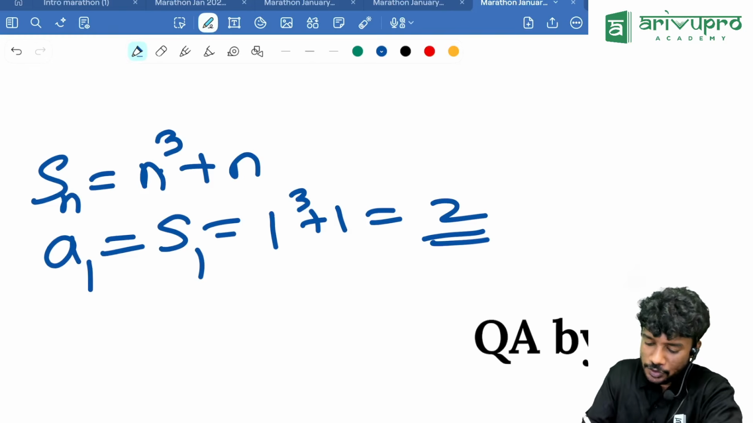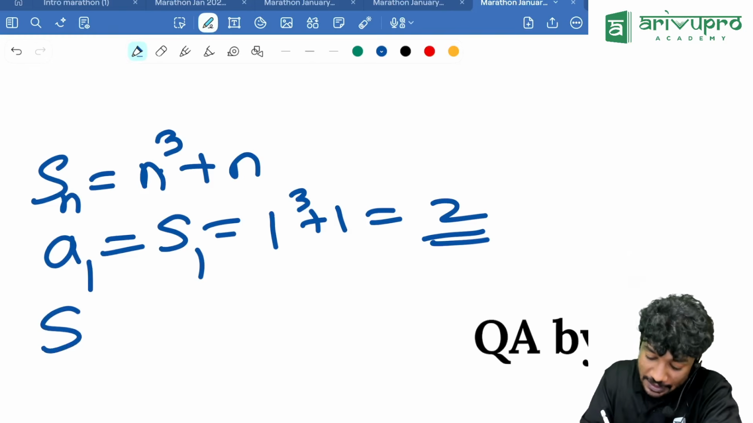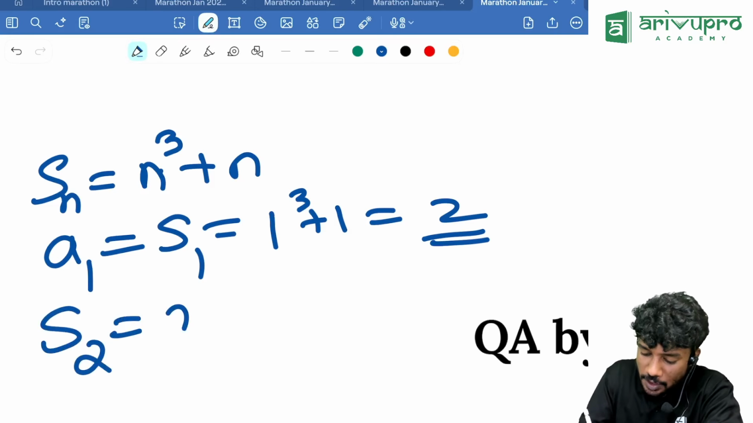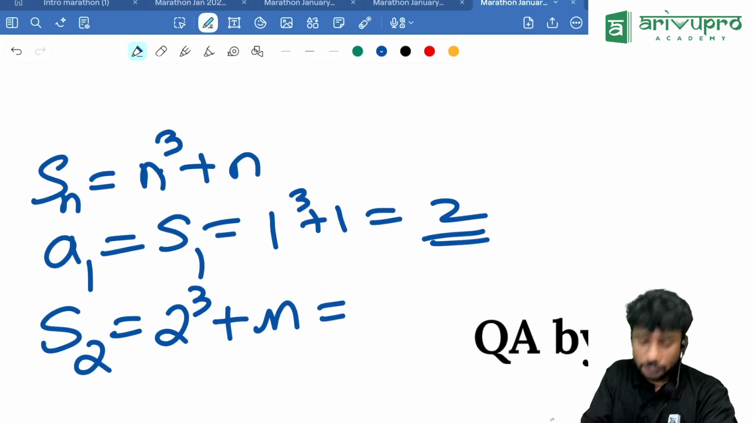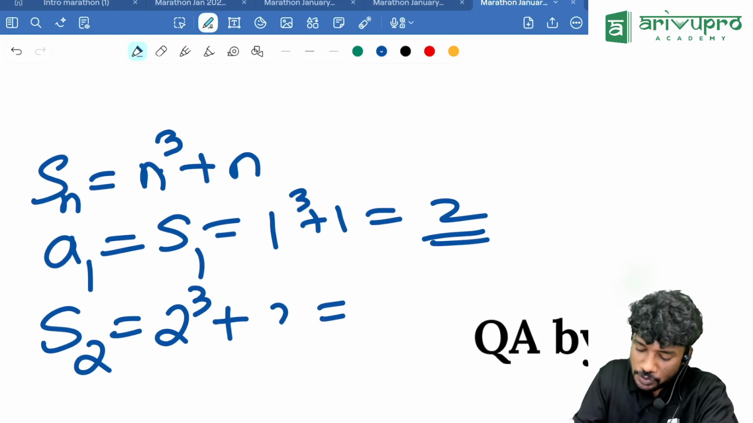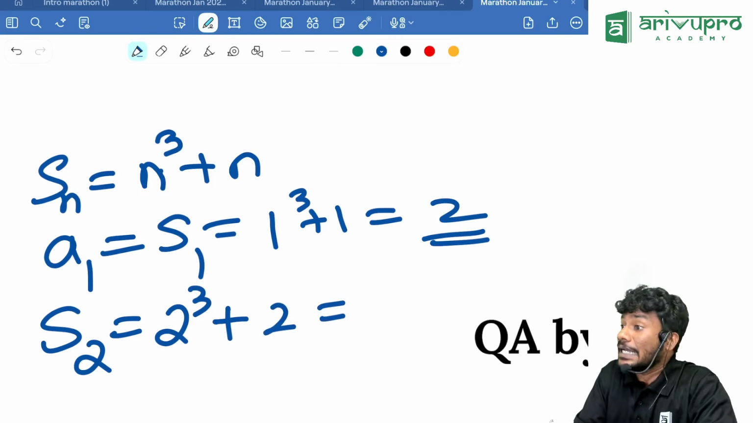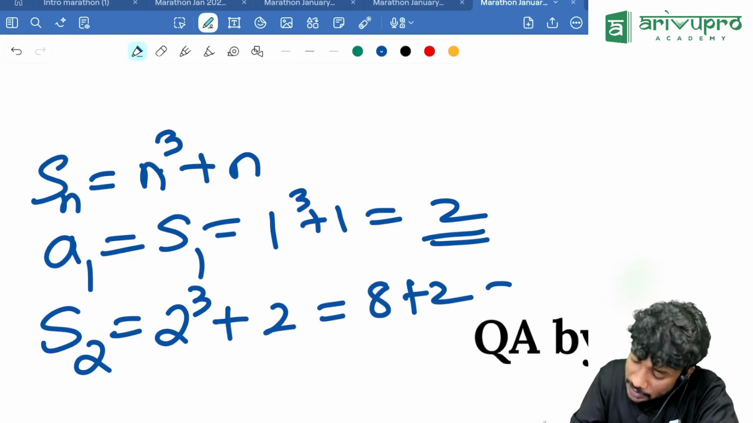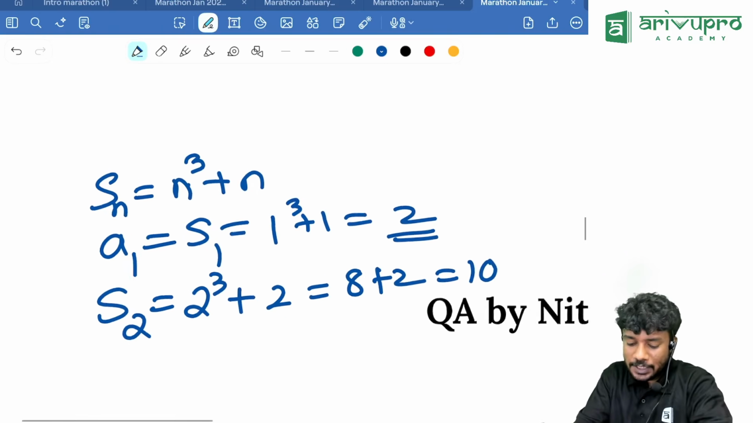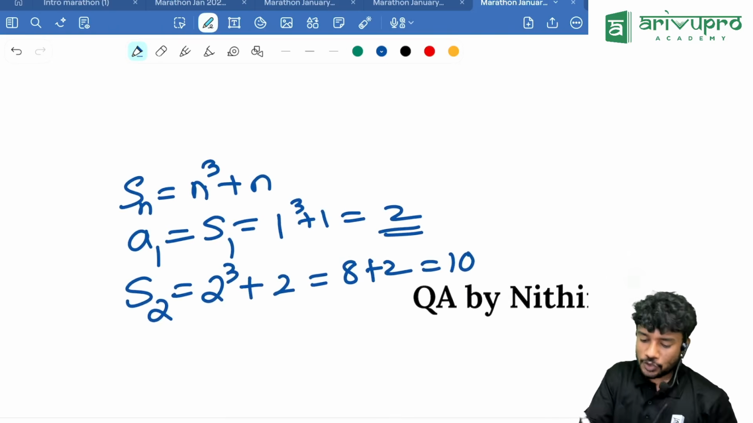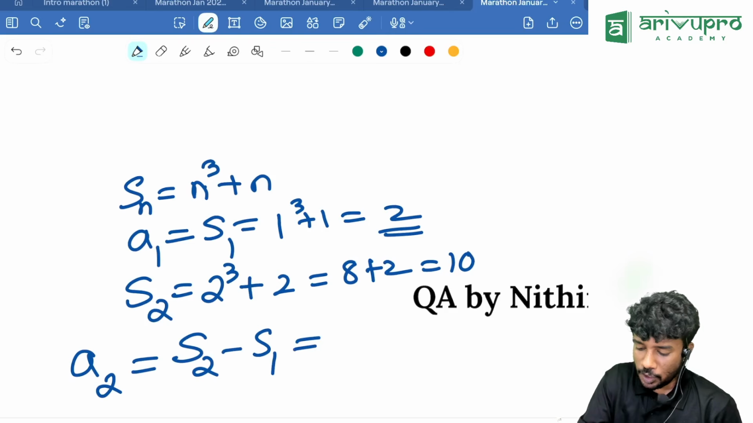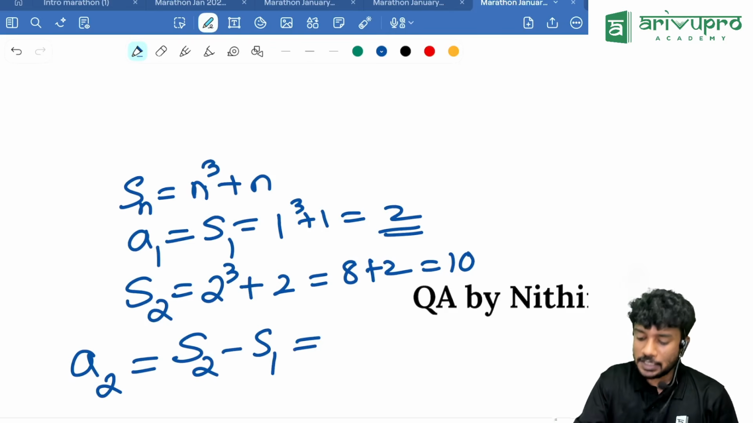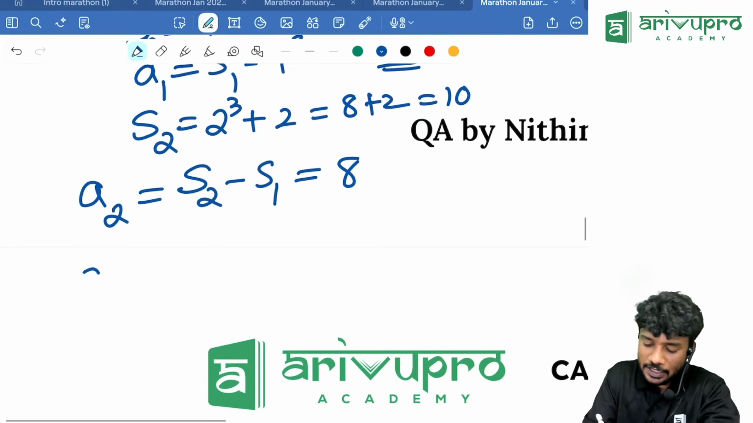Now find me A2. How will you find A2? For that we will find S2. S2 is 2 cube plus 2, that is 8 plus 2, which is equal to 10. That means S2 is 10. So in order to find A2, S2 minus S1, which is 10 minus 2, is 8. Then how will you find A3?